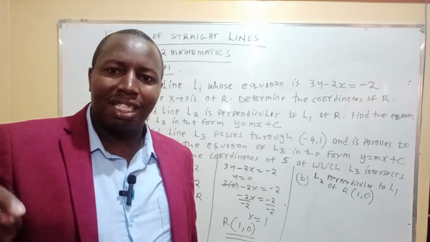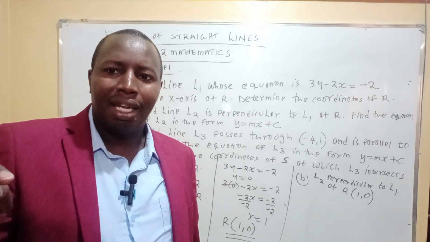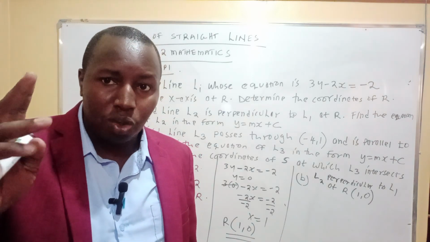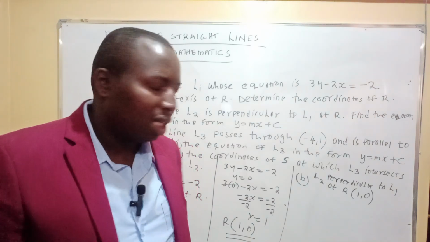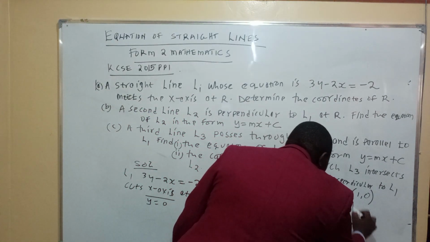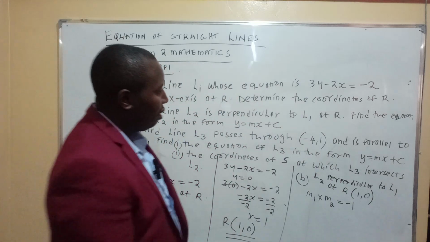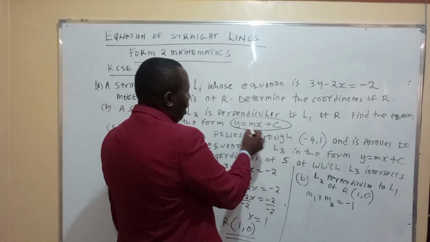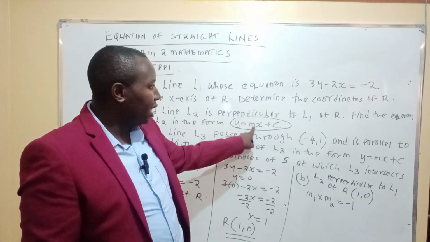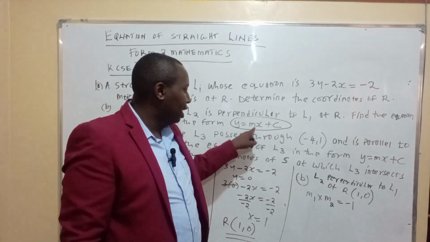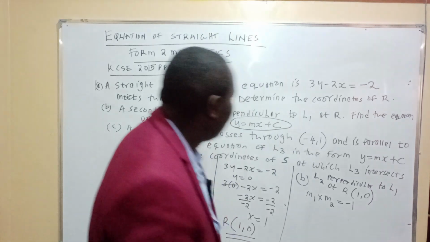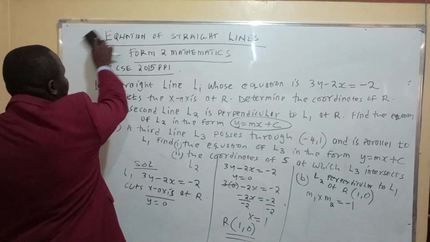He wants to know if the student knows that the product of the gradients of two perpendicular lines is equal to -1. So we say M1 times M2 is equal to -1. In the form y equals mx plus c, m represents the gradient. So the gradient of the first line and the gradient of the second line multiply to give -1. So let's see how you get the gradient of the first line.